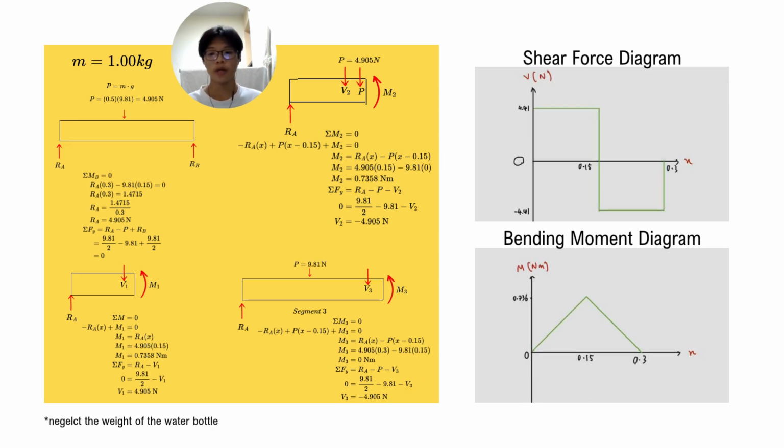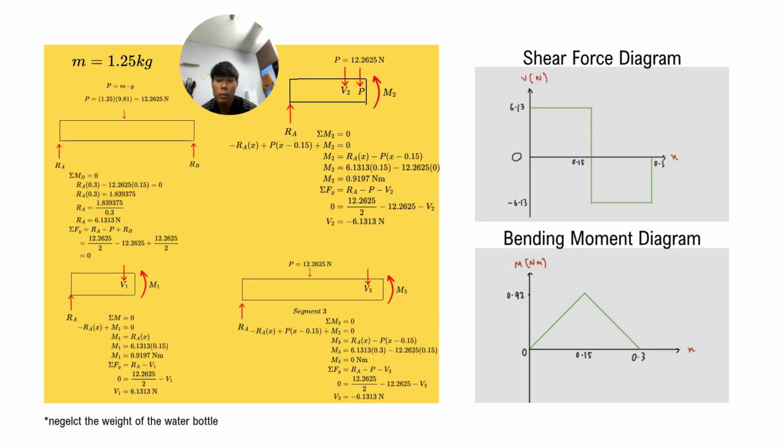Okay, so now we'll move on to 1 kilogram, and from that we can find the new RA and RB to be 4.905 newton, which is the same shearing force as segment 1. From that we're able to find the moment, which is 0.738558 newton meter. Segment 2 has the same moment, but negative 4.905 newton for its shearing force. Then segment 3 has 0 moment and negative 4.905 newton for its shearing force. From that we're able to plot a graph.